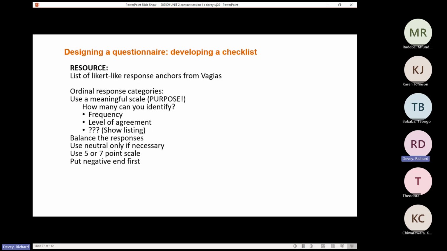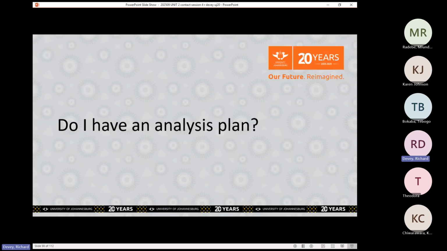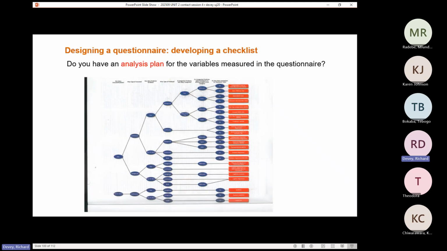Yeah, and then there's a lot of debate about ordinal questions: should you use a neutral category, do we use a 5-point scale or a 7-point scale, do you start with a negative end and go to the positive end, that kind of thing. So if you're using a questionnaire and ordinal scales, those are some of the things you could look into. And these are just some other points about ordinal scales. I'm not going to go into much detail about those now. I think I'm going to stop here. So this is the analysis plan, and we're going to go into more detail with this in the next session.